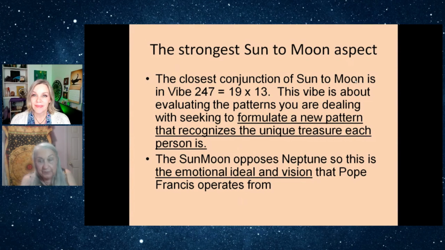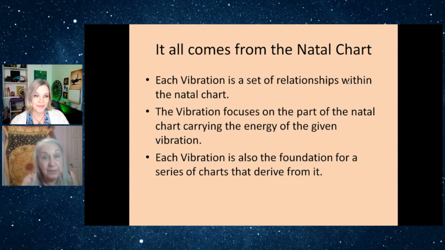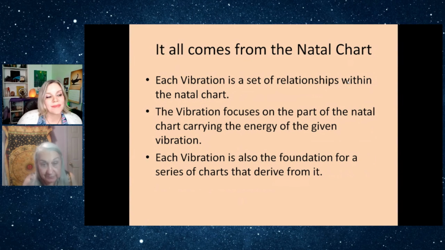The sun, moon opposes Neptune. So this is the emotional ideal and vision that Pope Francis operates from. I think this is just amazing. But remember, it all comes from the natal chart. It does, yep. Each vibration is a set of relationships within the natal chart. The vibration focuses on the part of the natal chart carrying the energy of the given vibration. Each vibration is also the foundation for a series of charts that derive from it.